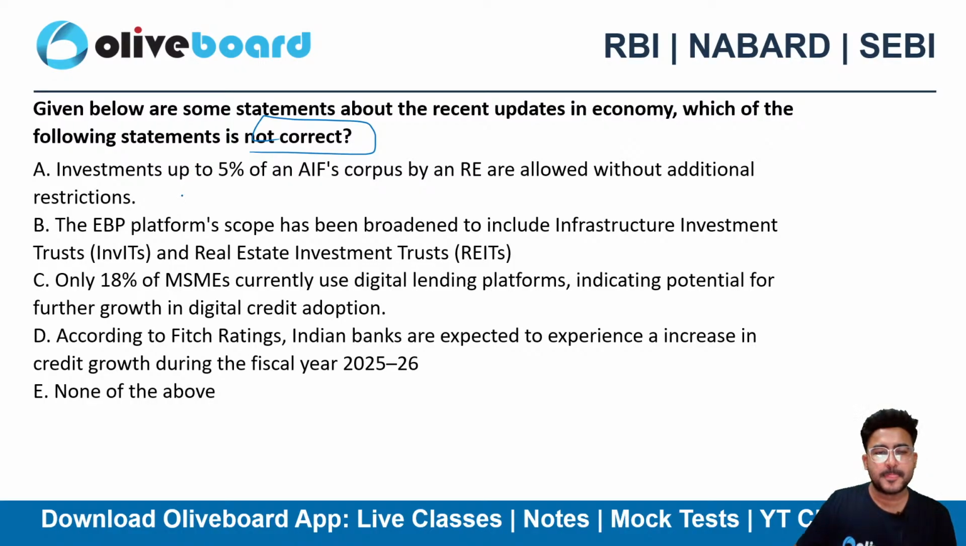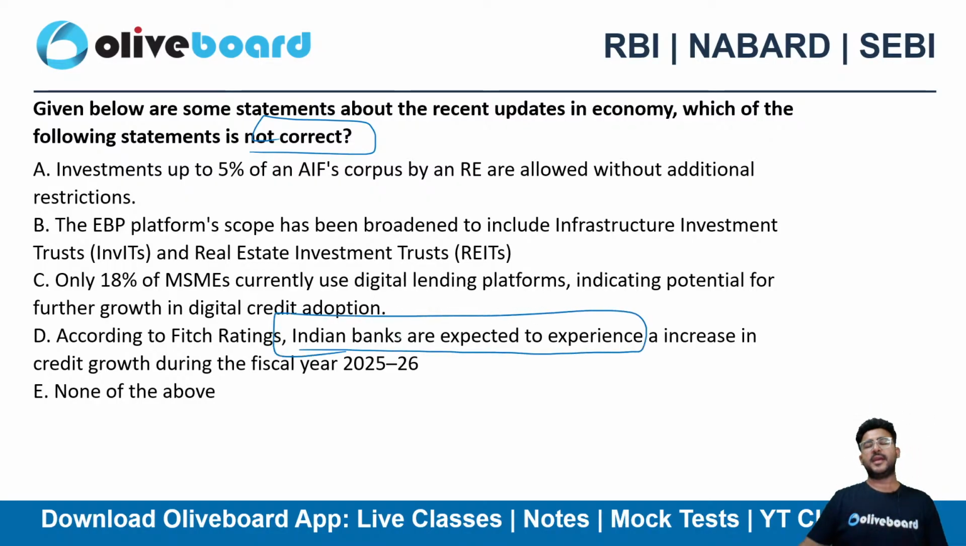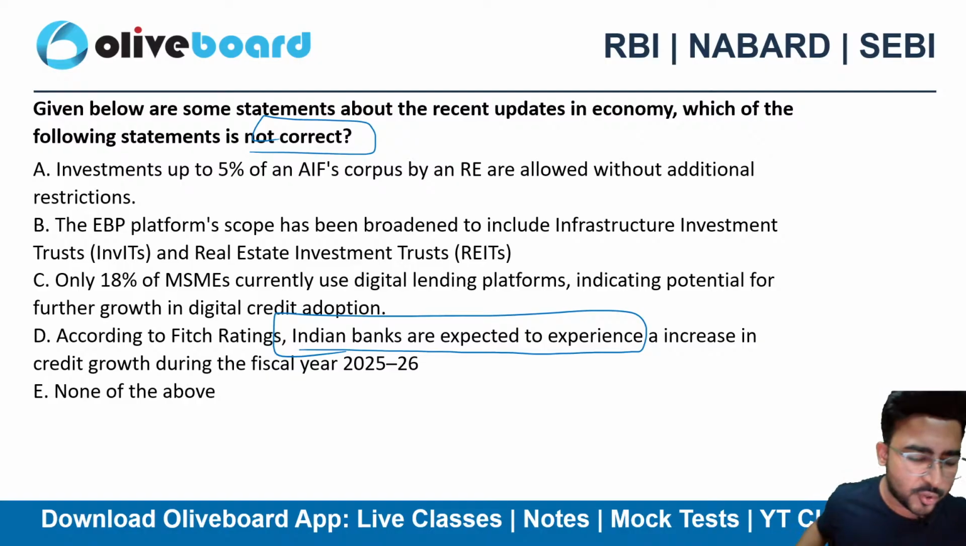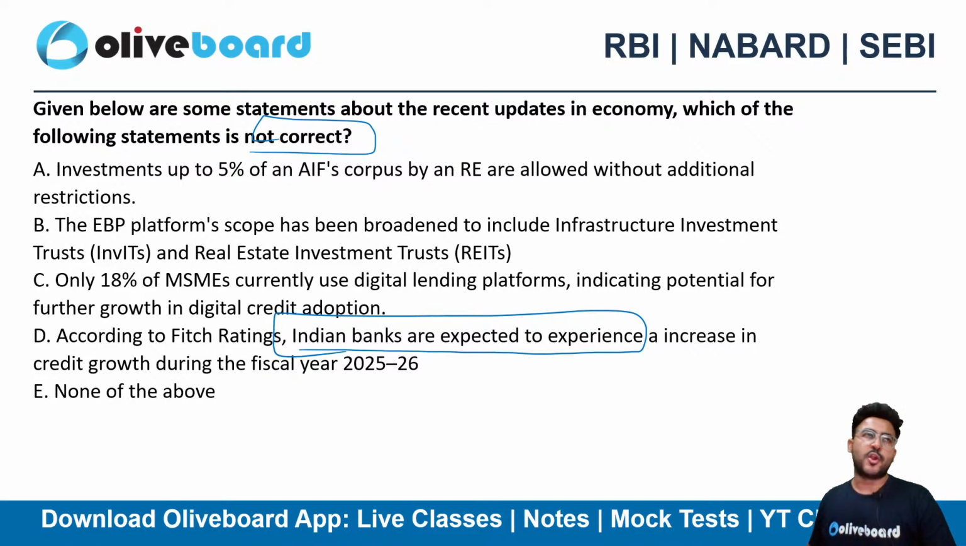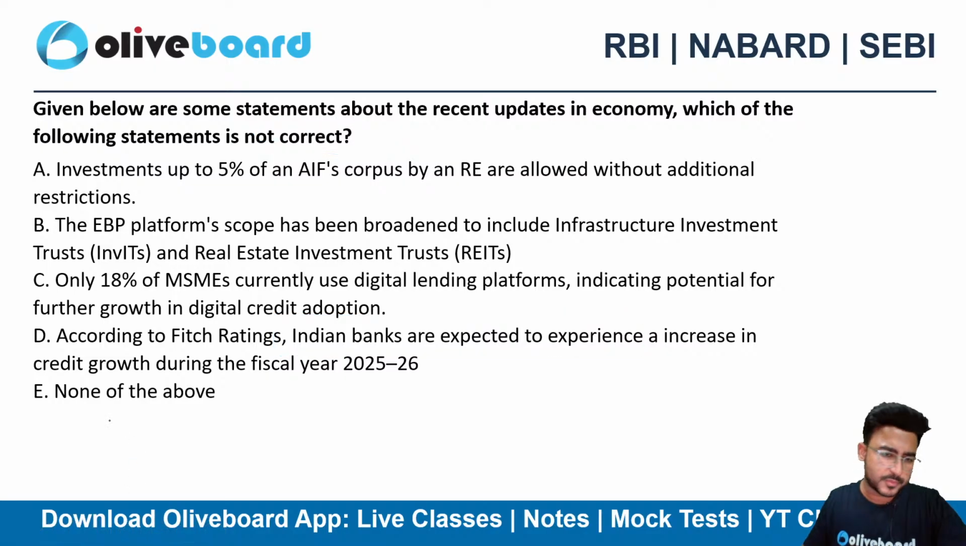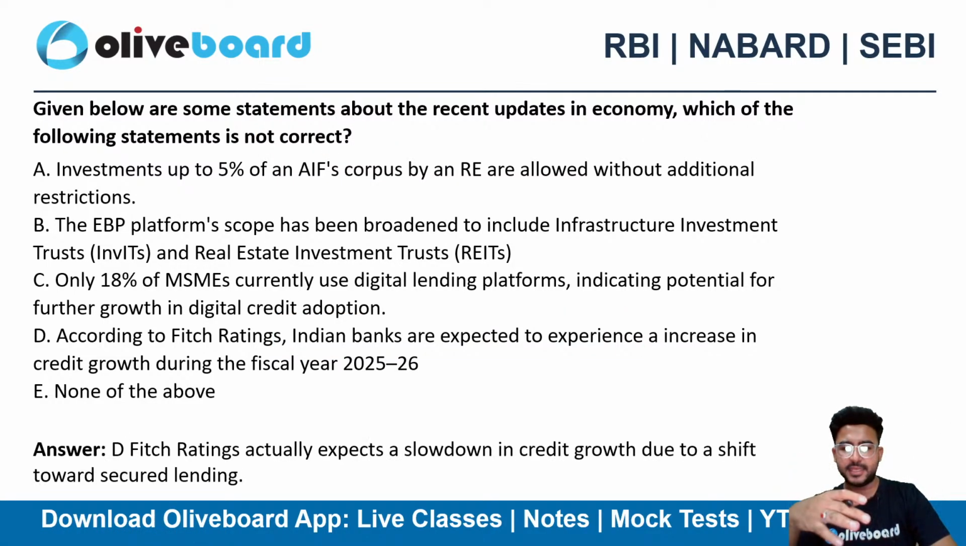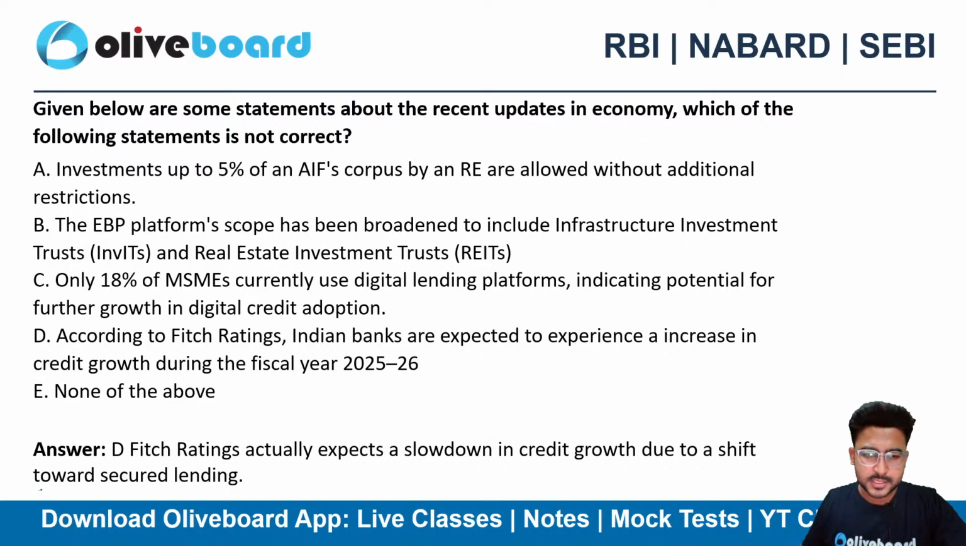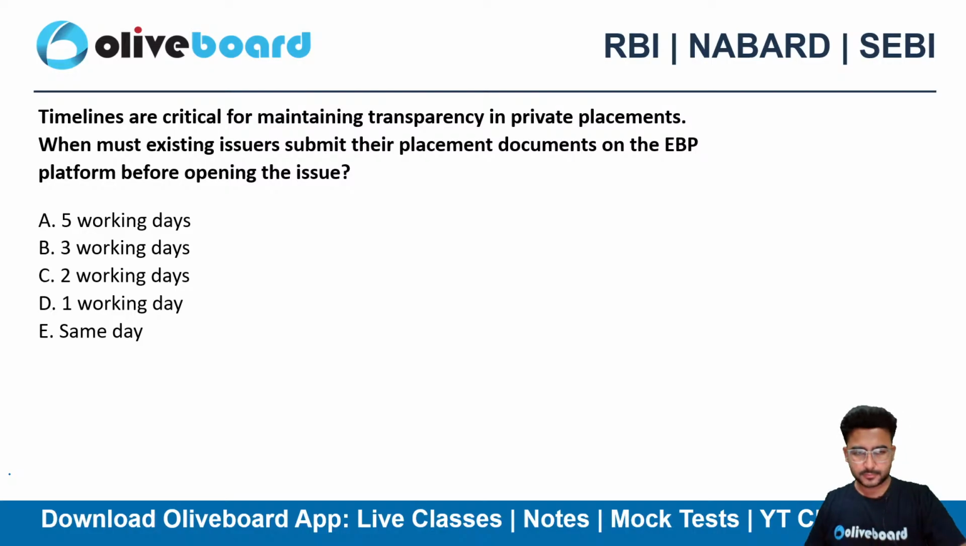Look, most of the credit rating agencies predicted that Indian banks are expected to experience a decrease in the credit growth. Why? Because they are offering more secured loans as compared to unsecured loans, so it's not an increase, right? I think two credit rating agencies have stated the same thing. One is Fitch and there was one more credit rating agency. Option D is the incorrect choice here, right? Because they are moving towards secured lending.